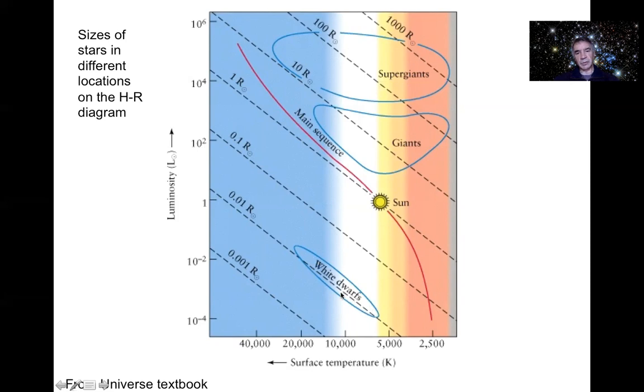Okay, so you can see why these are dwarfs, these are giants, and these are supergiants, because they're all going this way in the diagram, getting bigger and bigger with size.